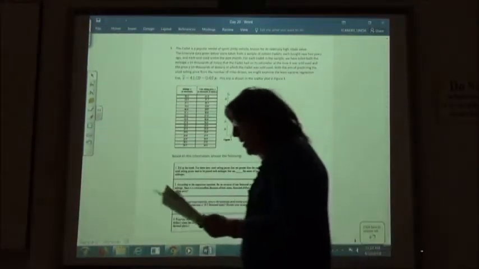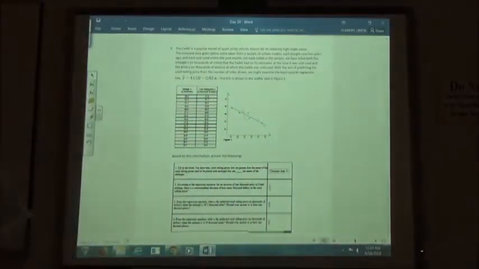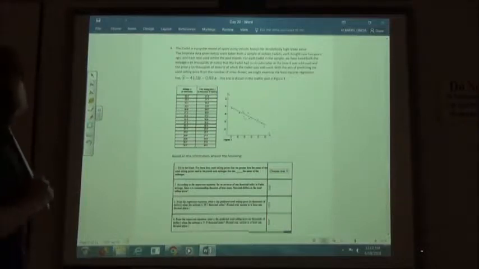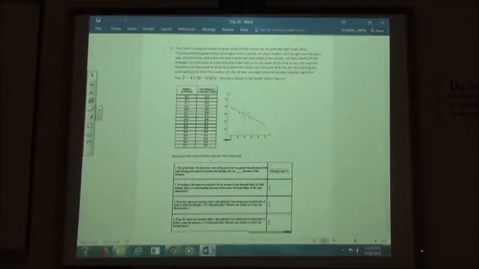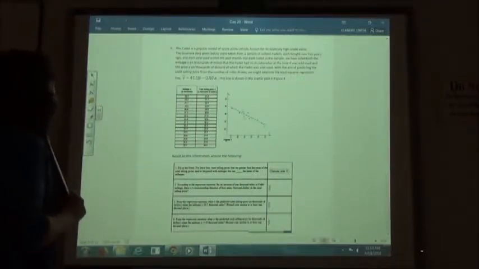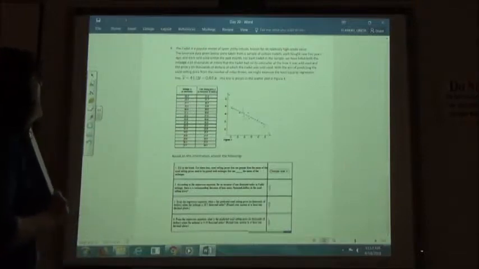And number 9. The Cadet is a popular model of sport utility vehicle known for its relatively high resale value. The bivariate data given below were taken from the sample of 16 cadets, each bought new 2 years ago, and each sold within the past month.